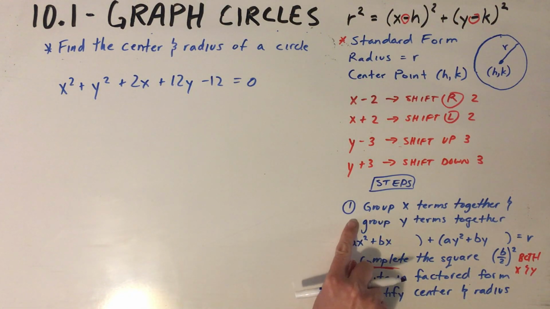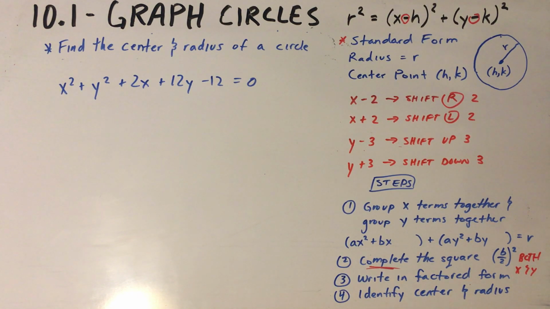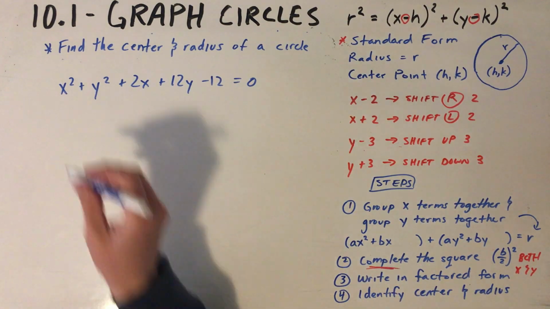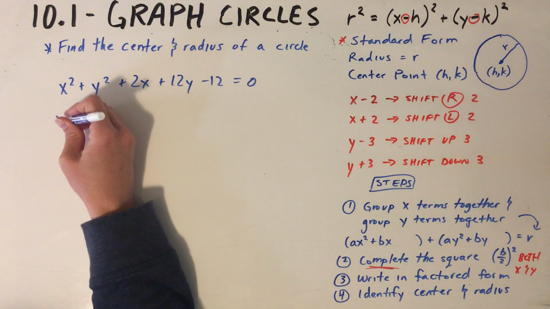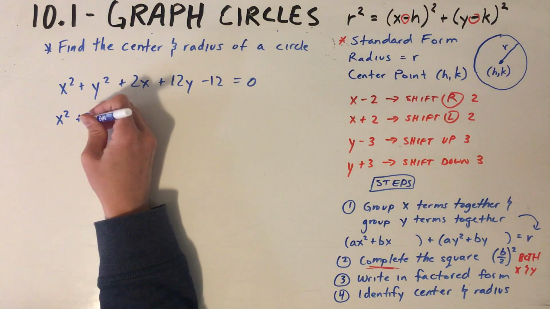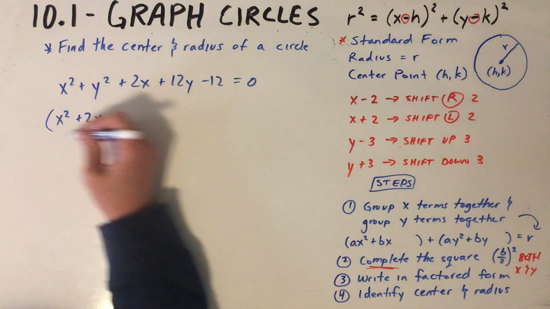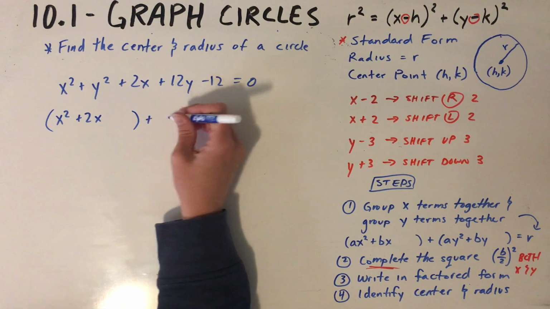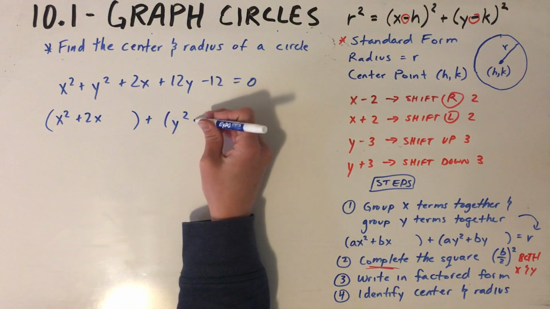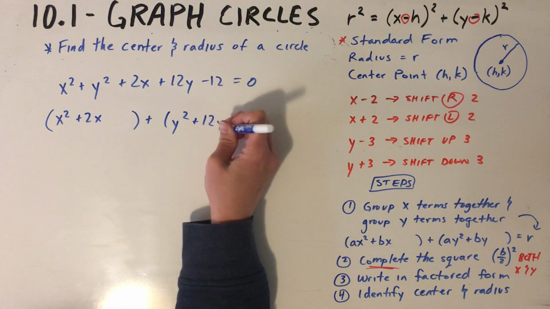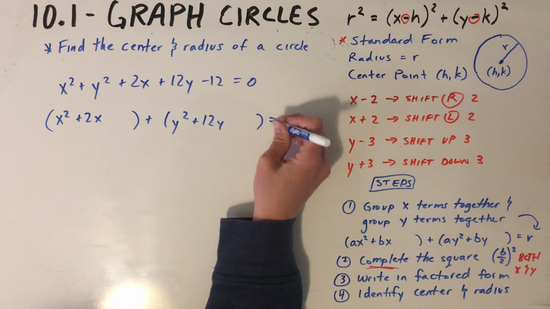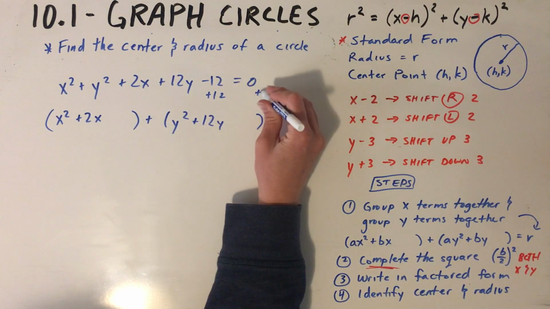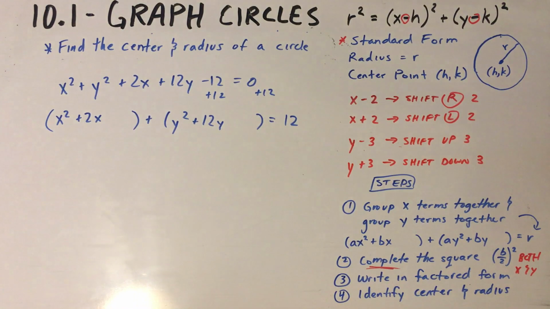So again, I want to group my x terms together, group my y terms together, and move the constant to this other side. So I want to put it in this format. So this is going to be x squared plus 2x. I'm going to leave space to complete that square here. And then I'm going to have a plus y squared plus 12y. Leave space to complete the square there. And I'm going to add this 12 to both sides, which makes this 12 over here.